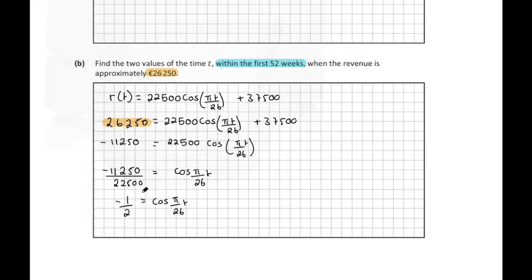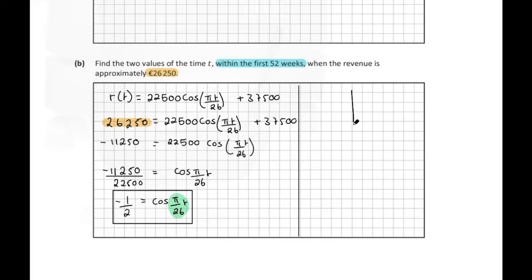Now, this is important because it's connecting the idea of trigonometry back into the functions. They're all being connected here. So I'm looking for a value for an angle. That's really all this is. It looks really complicated, πt/26, but at the end of the day, it's just an angle. So some angle that gives us a value for cos of minus a half.